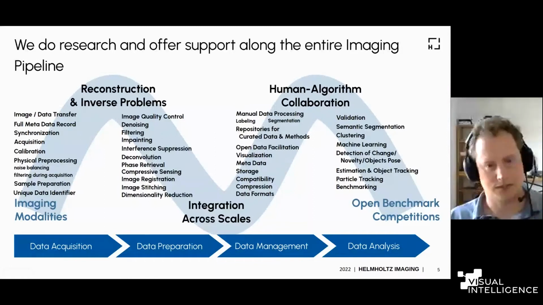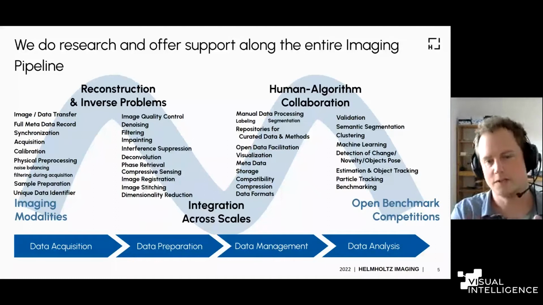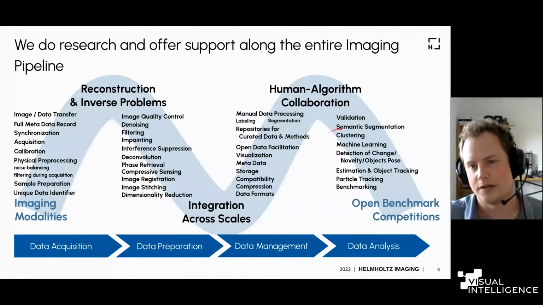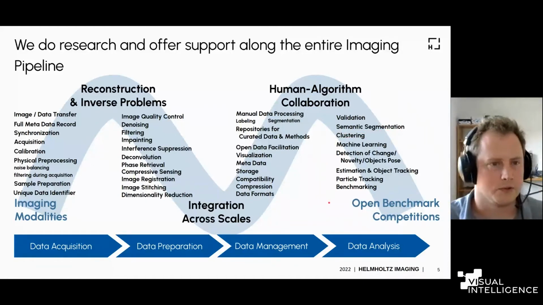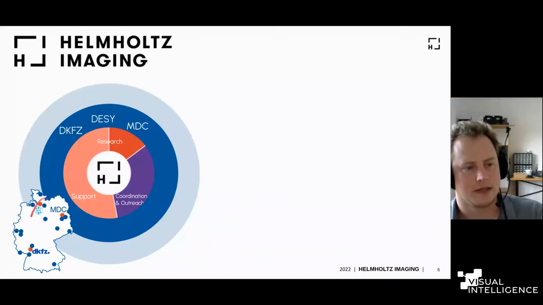Helmholtz Imaging as a whole is designed to work across all steps of the so-called imaging pipeline, so from data acquisition to data preparation, management, and data analysis. And where I'm obviously located is more towards the end of the spectrum here, where semantic segmentation is, for example, one important aspect of the work we do. Helmholtz Imaging is distributed across 3 different Helmholtz centers. That's MDC in Berlin, DESY in Hamburg, and the DKFZ located in Heidelberg.